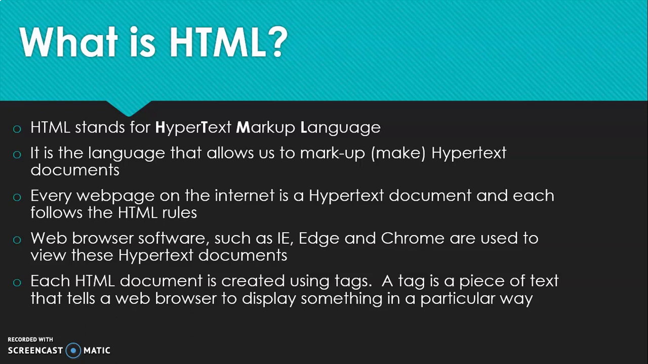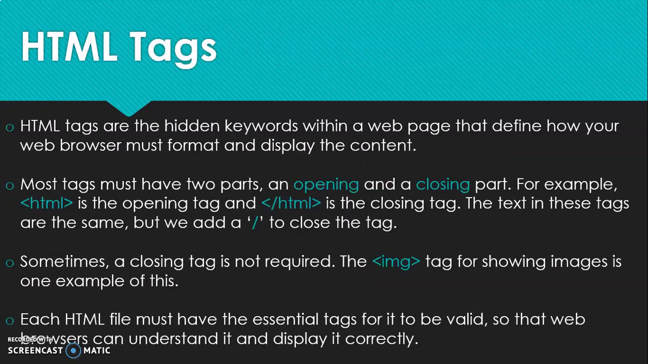So each HTML document is created using tags. A tag is a piece of text that tells a web browser to display something in a particular way. And the way the tags work is they are just certain words, but they're actually HTML code. Okay, so we're going to have a look at tags as well. This is going to be one of your first tasks, is filling out the tag matrix. We'll have seen a basic version in S2, but I've created a new one for S3 with all of the tags that we need to know.